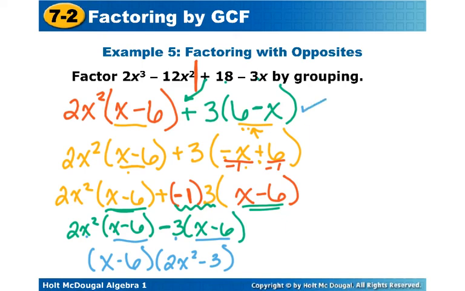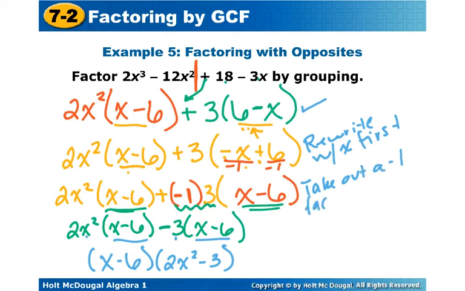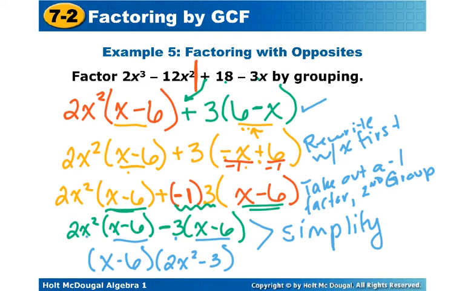Okay, you rewrite with x first. Then you take out a -1 factor for your second group. And then you just simply simplify. Okay? So these two steps right here, they're new, but the first and the last step are what we have done.